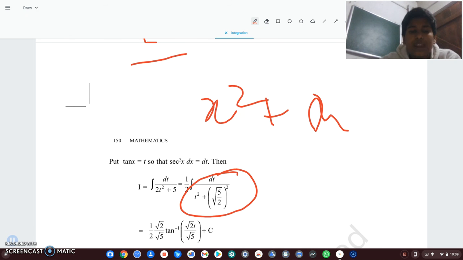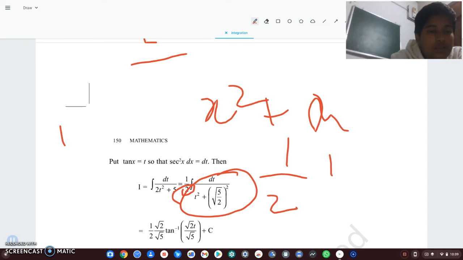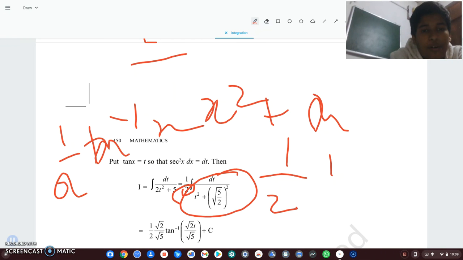And now how can we write this? The formula tells us that 1 upon 2 is a constant. Before also it was a constant here. 1 upon 2 is given in the question. Now what is the formula saying? The formula says it would be 1 upon a tan inverse x upon a. This is what the formula says.